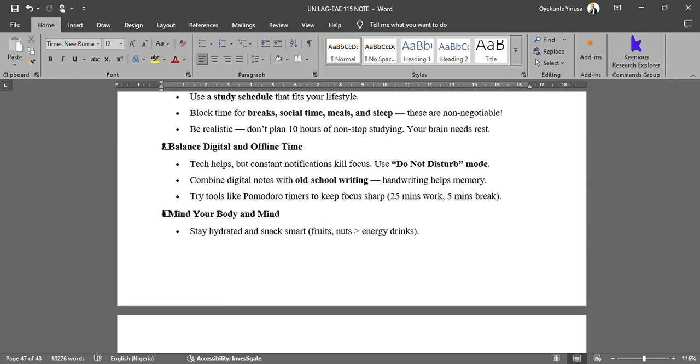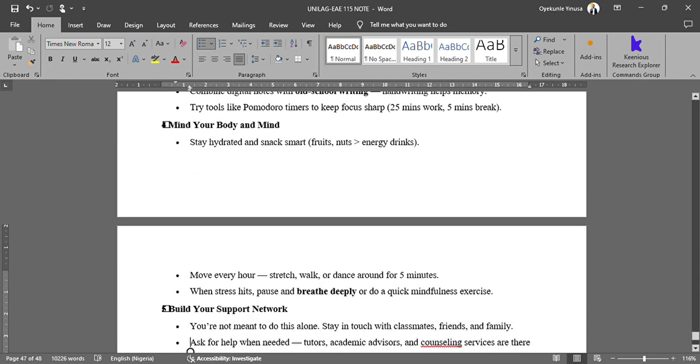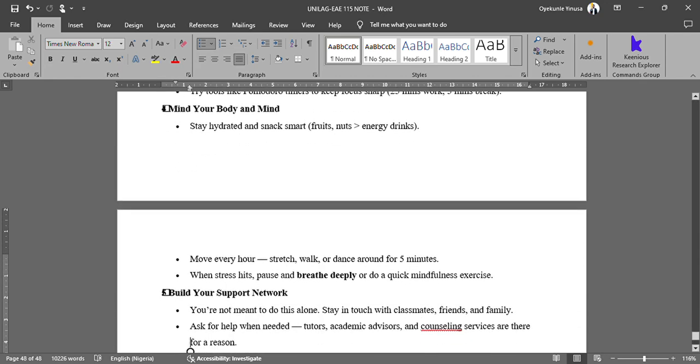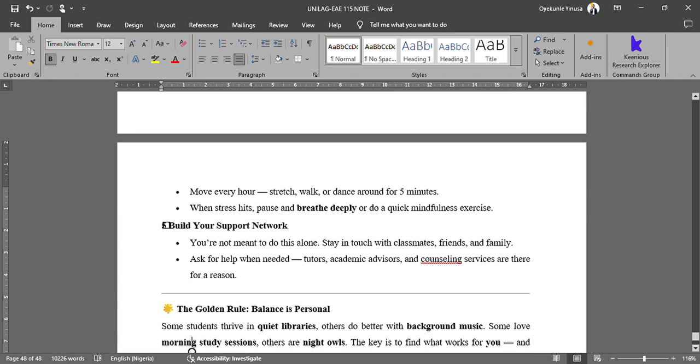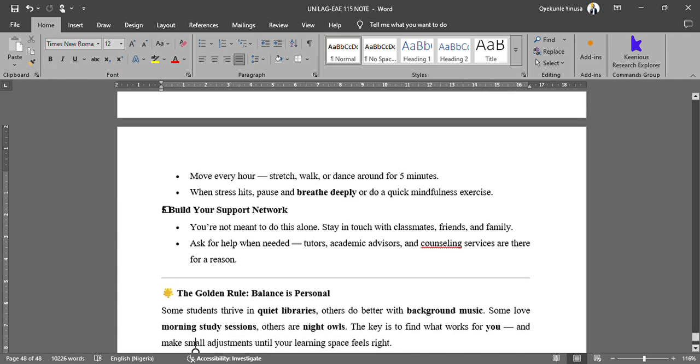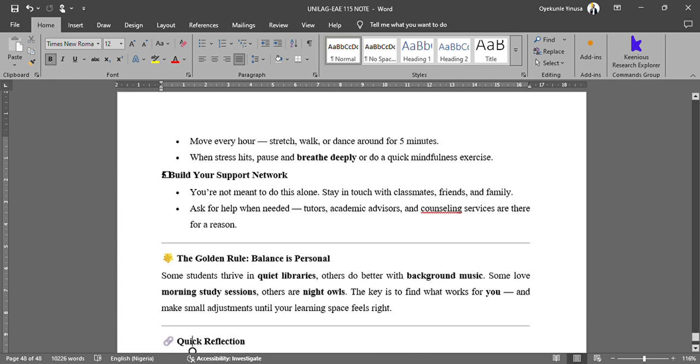Mind your body and mind. You must keep track. You must mind your body. You must stay hydrated and snack smart. Don't be eating junk that will just help you to get fatter without sense. Move every hour. When stress hits, pause and take a deep breath. This is very, very important. The golden rule. The golden rule.